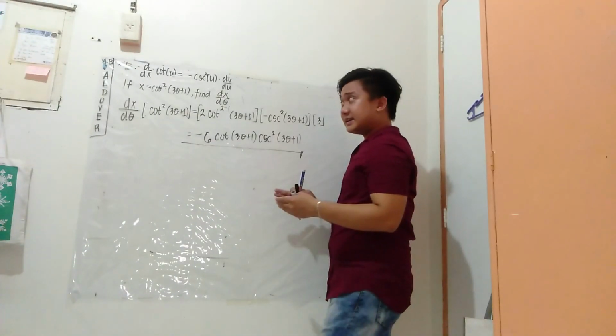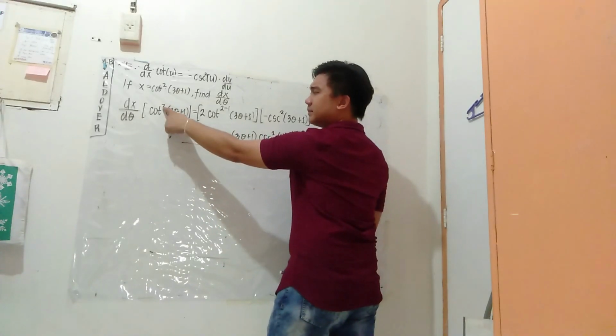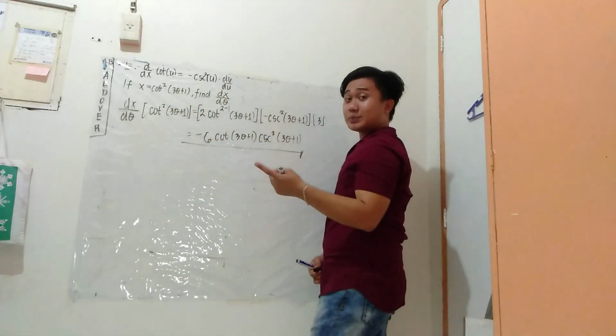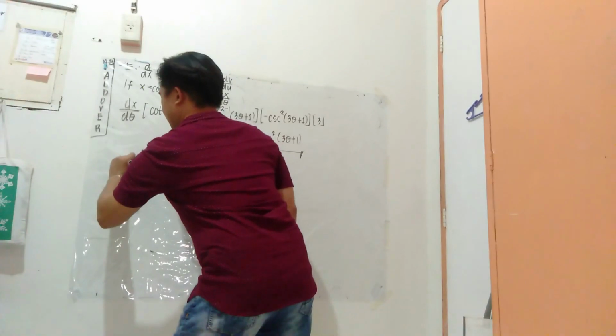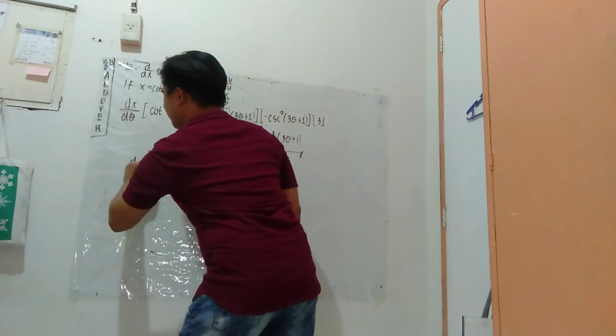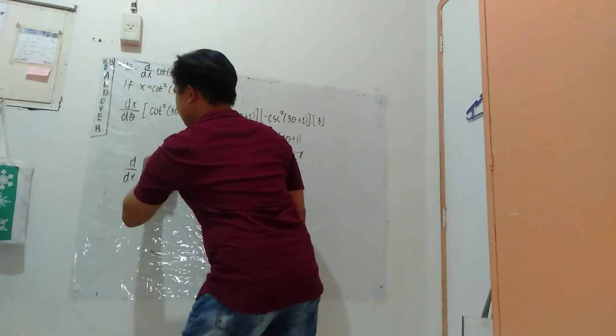Okay? Sa mga nalilito, sir, bakit mo i-derivative yung squared? Kasi parang ganito lang po yung ginawa ko. Ano yung derivative ng 2x?